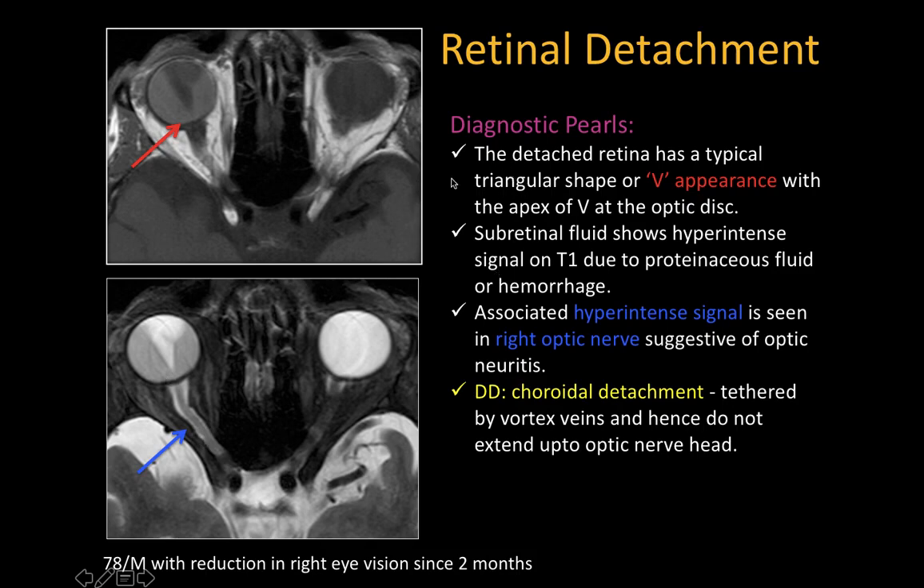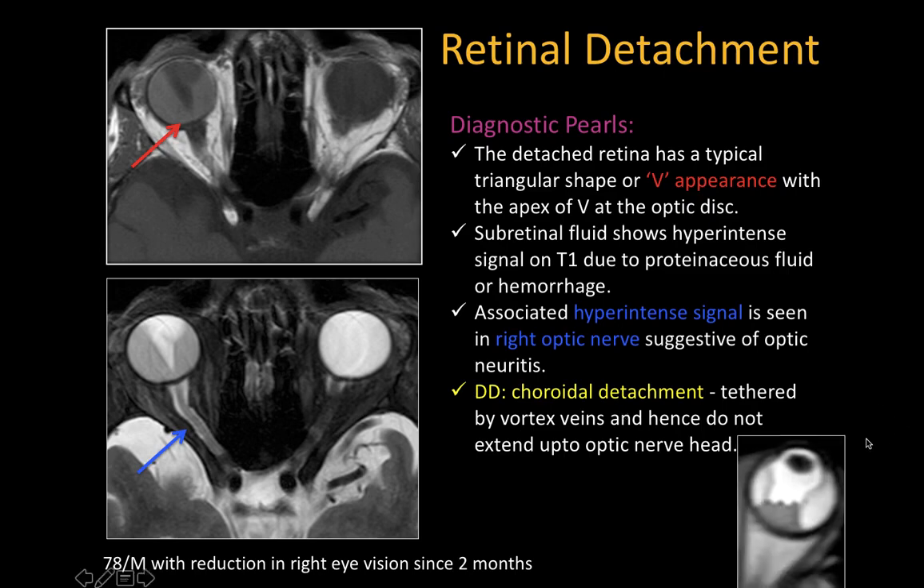So, we saw retinal detachment. It's a typical triangular or V-shaped appearance with the apex located at the optic disc. Then, the subretinal fluid is showing hyperintense signal on T1 and T2 weighted images, suggestive of proteinaceous material or hemorrhage. And you have to differentiate retinal detachment from choroidal detachment. Choroidal detachment is tethered by the vortex veins and hence will not reach up to the optic nerve head.